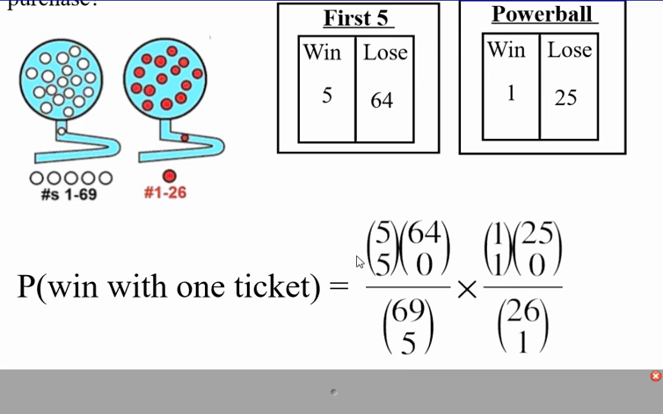So for the first five, from the five winners, I need to choose five of them. From the 64 losers, I need to choose 0 of them. Well, 5 choose 5 is 1. There's only one way I can select five winners from the five, and 64 choose 0 is also 1. Over here, for the Powerball, from the one winner, I need to select it. That's only going to occur in one way. 1 choose 1 is 1. From the 25 losers, I need to choose 0 of them. And again, that's 1. This top part just shows there's only going to be one winning ticket.